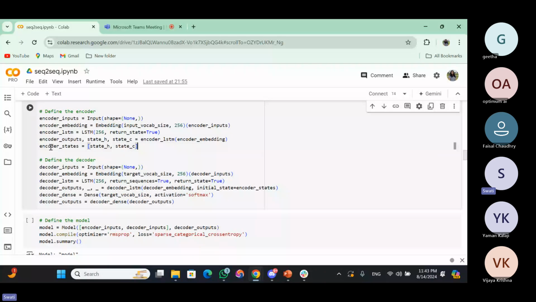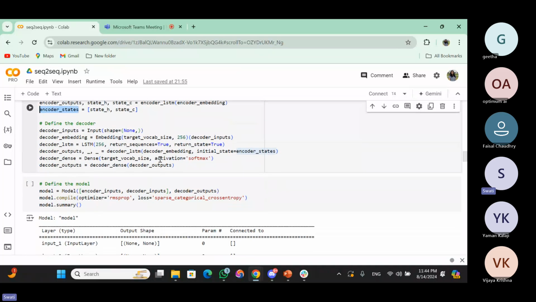Then we have this decoder architecture. Similar to the encoder, we first give the shape, then the embedding, then return sequence true, and here we also have return sequence equal to true, so that you give the output at those timestamps. Here we have the initial states: when you do the LSTM, your initial state should be equal to the encoder states. Whatever the hidden state and cell state was in the encoder should be your initial states in the decoder.